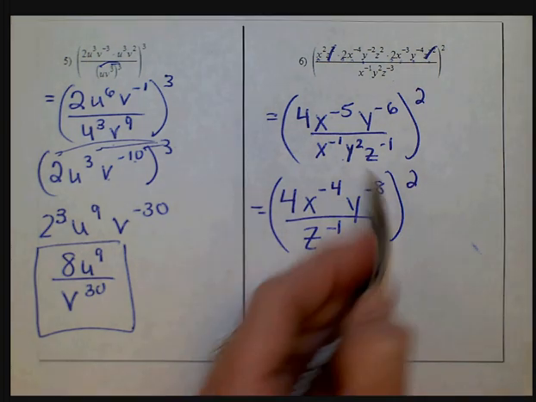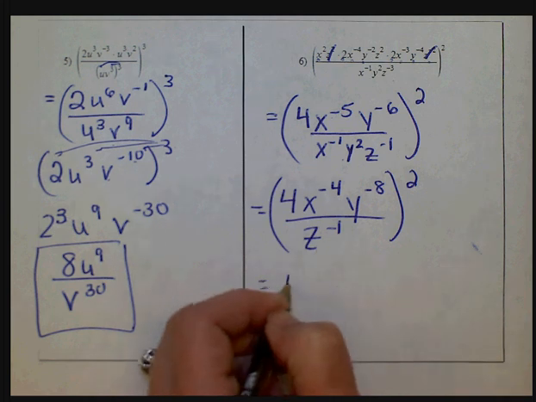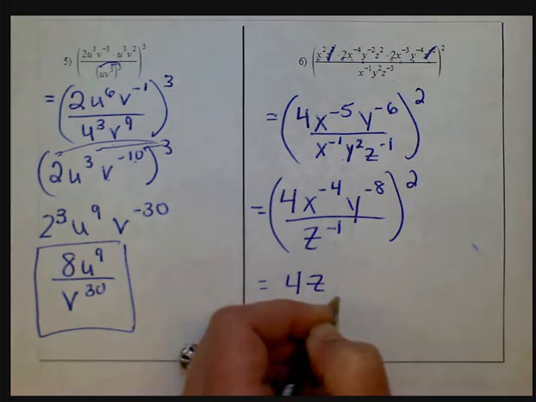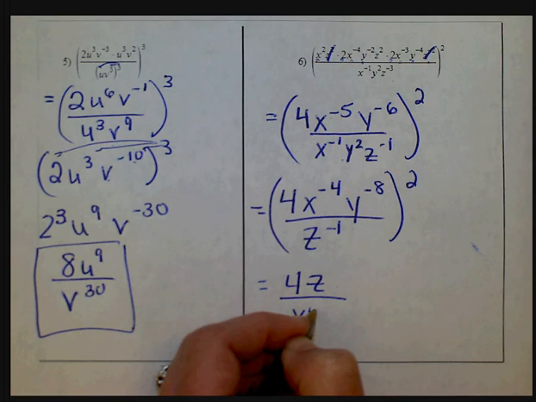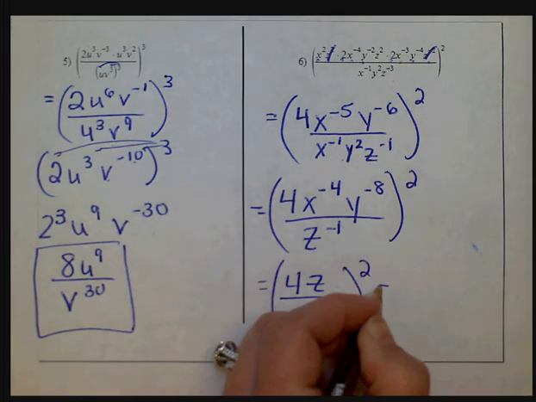So I'm going to switch the negatives. These two are going to go to the bottom. This one's going to go to the top. So I got 4z over x to the 4th, y to the 8th. And then I'm going to raise all that to the second power.